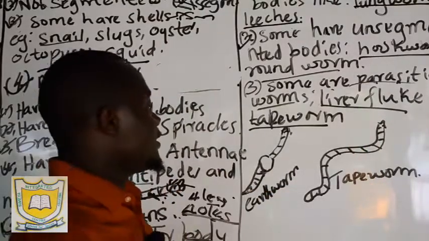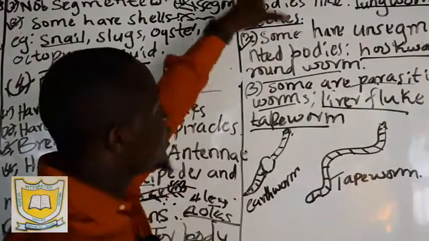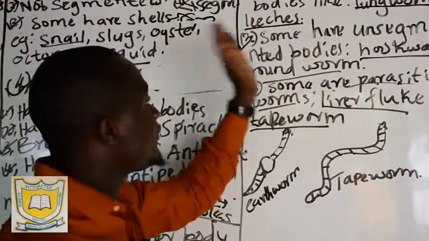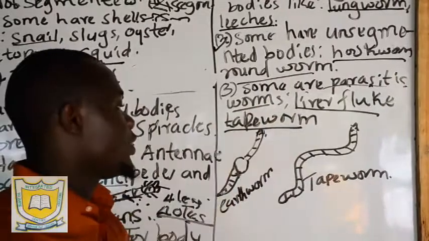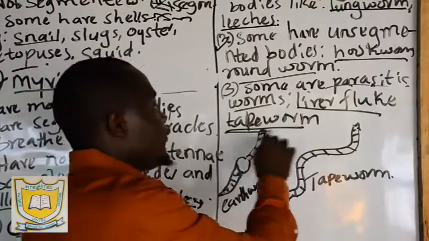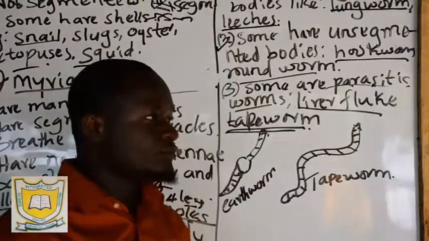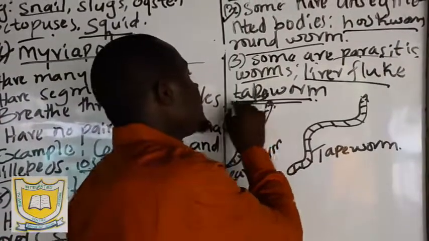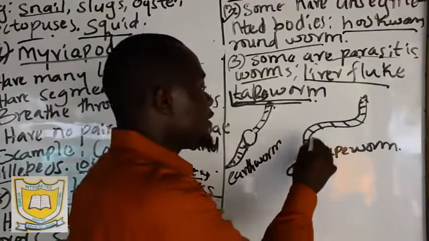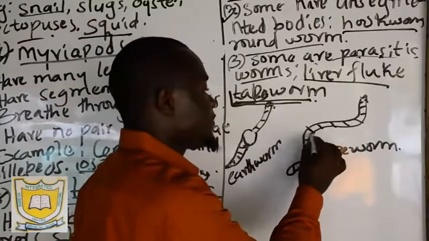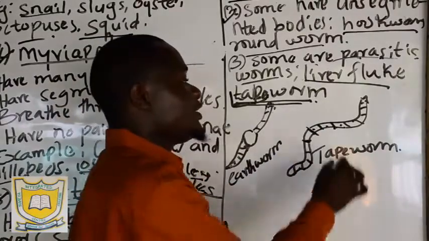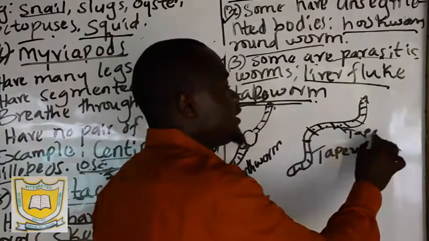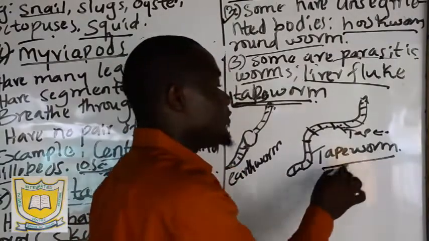Now, what are the examples of these general worms? We have the lungworm, we have the leech, you have the hookworm, the roundworm, the liver fluke, and the tapeworm. If I underline this tapeworm, why do we give this worm the name tapeworm? When you look at this worm here, it has some tapes of specific sizes. These are what we call the tapes. These tapes give this worm the name tapeworm.